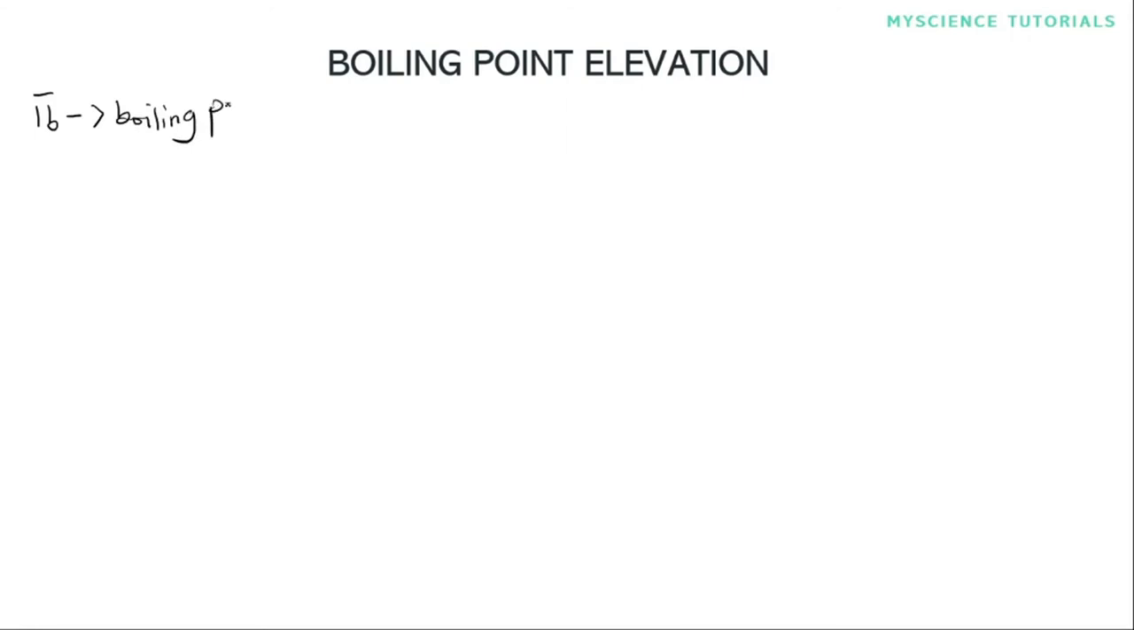The boiling point of the solvent. And we are using T as the boiling point of the solution. So, boiling point of solution. Okay? We are now saying that our boiling point elevation, which is delta T, should be equal to what?